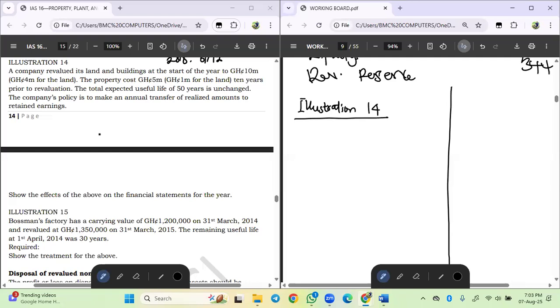Thank you very much. So this one, we are seeing that the revaluation happened at the start of the year, right? Okay. So let's see. First of all, let's determine the revaluation loss or gain. We have land, building, then we have total.